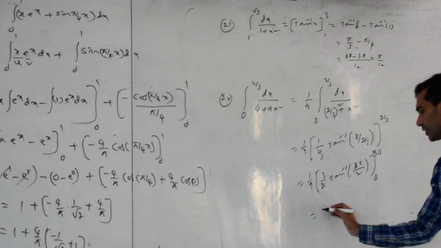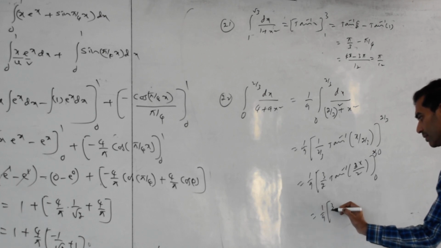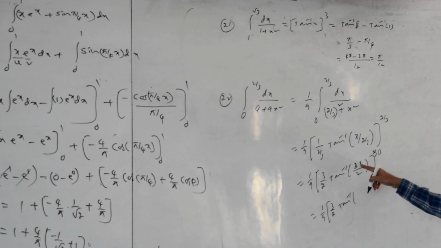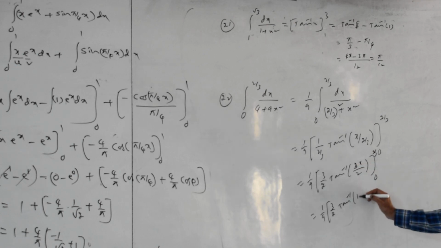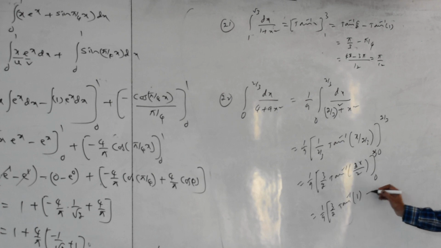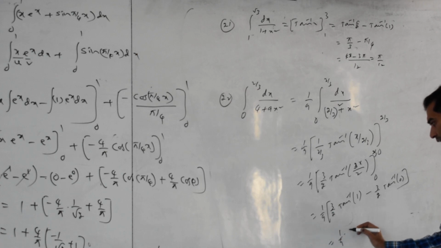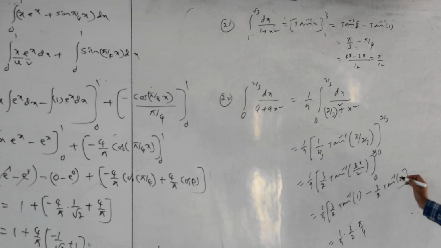Apply upper limit: 1 by 9 into 3 by 2 tan inverse of, when you apply x is equal to 2 by 3, it gets cancelled, 1. And lower limit minus 3 by 2 tan inverse of 0. So 1 by 9 into 3 by 2, tan inverse of 1 is pi by 4. This value is 0, gets cancelled. So the answer is pi by 6 into 4, 24. Pi by 24.